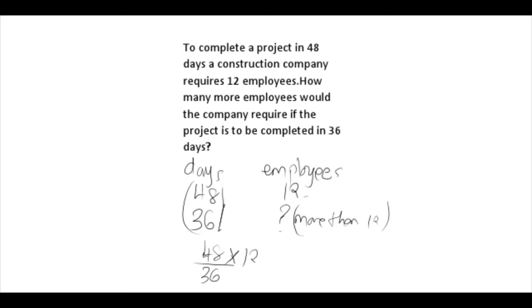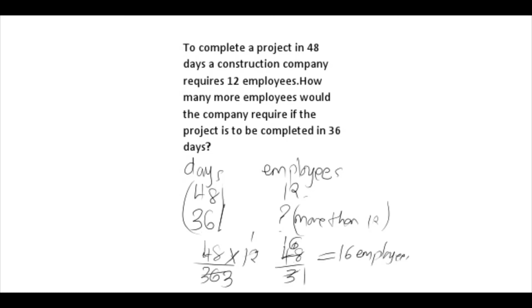than 12. So we have 48 over 36 multiplied by 12, and you know 12 divided by 12 is 1, 36 divided by 12 is 3. 48 divided by 3, we have by 3 is 1, by 3 is 1, we remain with 1 here, so we have 18. 18 divided by 3 is 6. So we have remained with 16. So we need 16 employees.